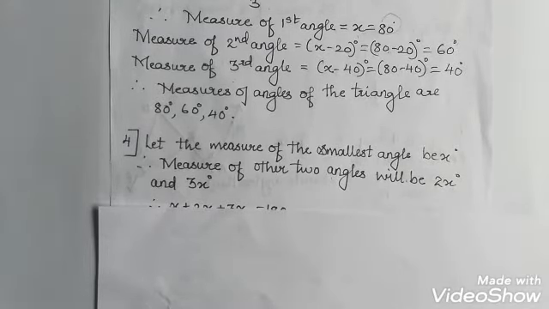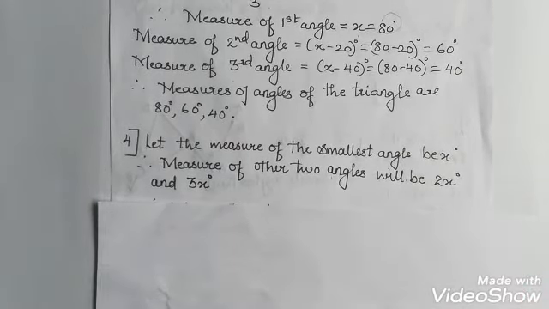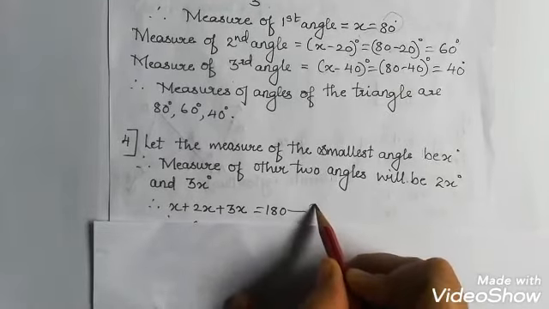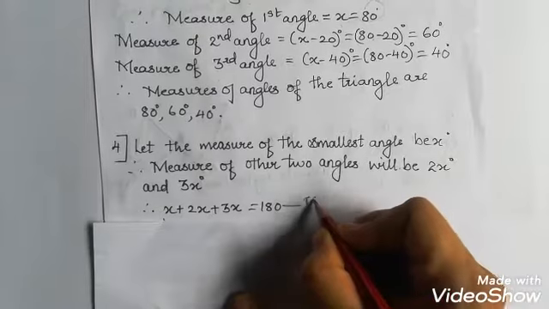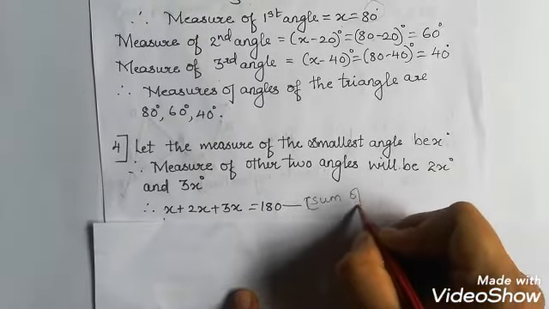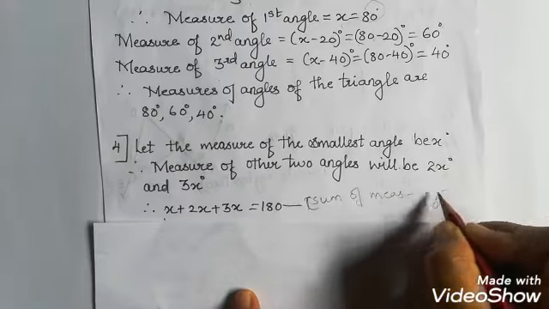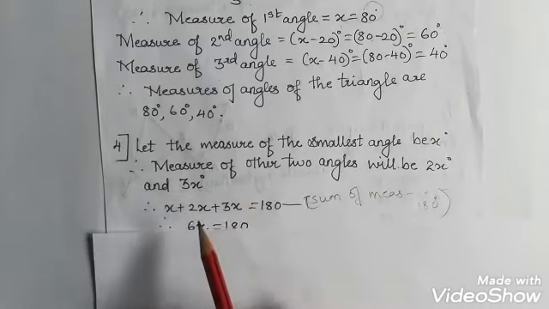To find the value of x, we will first add the 3 angles. When we add the 3 angles, the sum of the 3 angles is equal to 180 degrees. You are going to write the reason over here. I have not written the reason, I forgot to write. So you write, the sum of the measures of all angles is 180 degrees. Mention it.